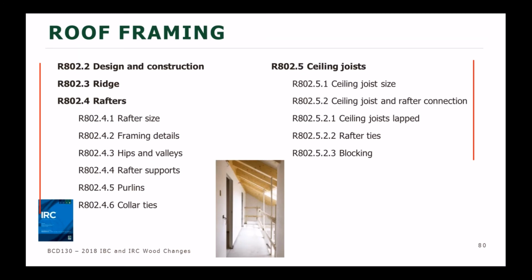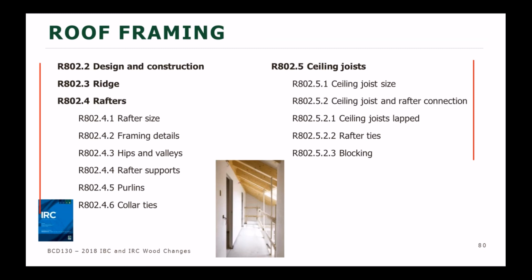The next section of framing is Chapter 8 on roofs, and here what has happened is we have reorganization of the entire section. So the section used to have mostly ceiling joists addressed first, rafters later, but everything was sort of mixed together as changes had occurred in this section over various code cycles since the 2000 IRC.